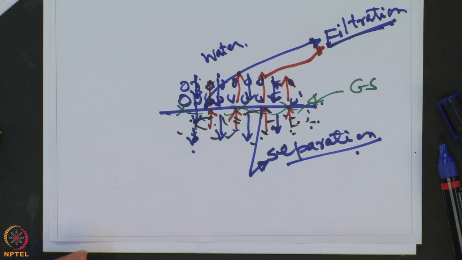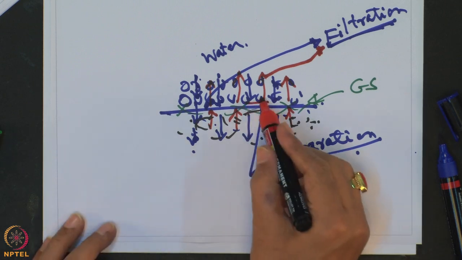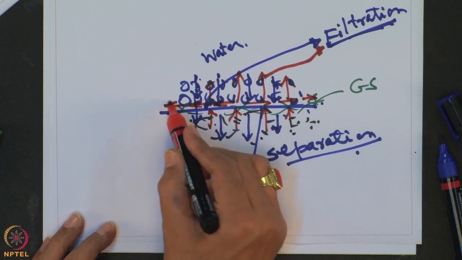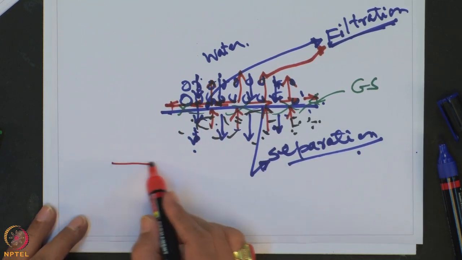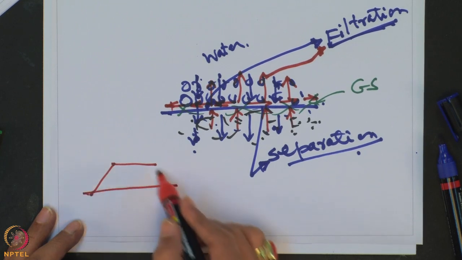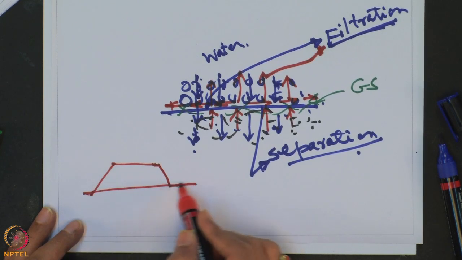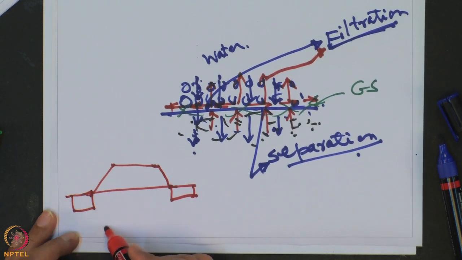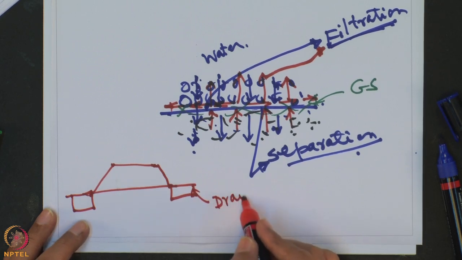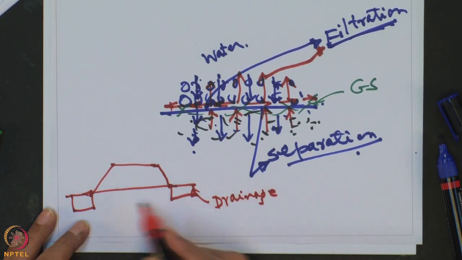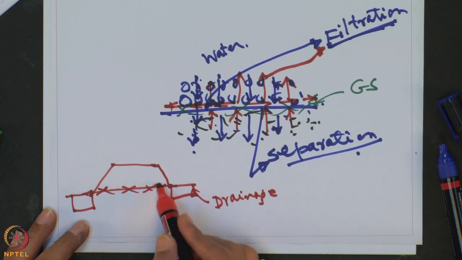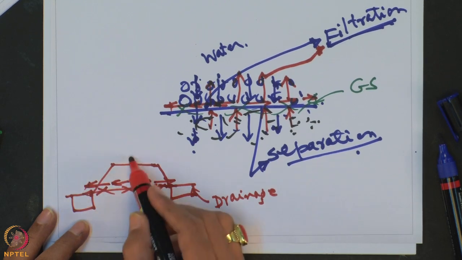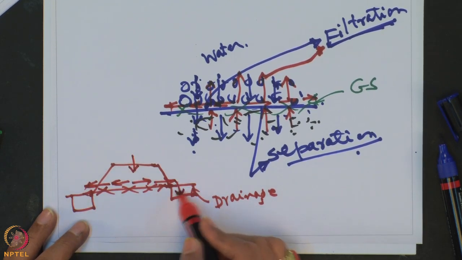Now, water can pass along the plane of the geosynthetic material. For example, if I draw a drain like this, and this is the drainage path here, and the geotextile material is here. So, water can pass along the plane of the geosynthetics due to application of load and then drain out.